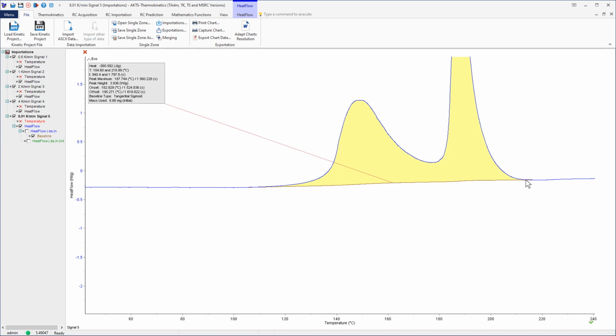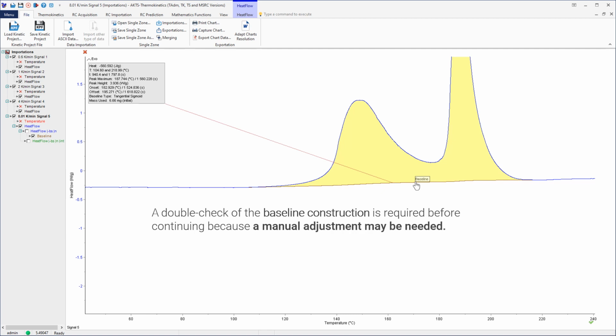Automatical determination of the baseline course can be optimized manually. Sometimes, a manual adjustment of the tangents is needed when applying a tangential sigmoid baseline type. A double check of the baseline construction is required before continuing because a manual adjustment may be needed.